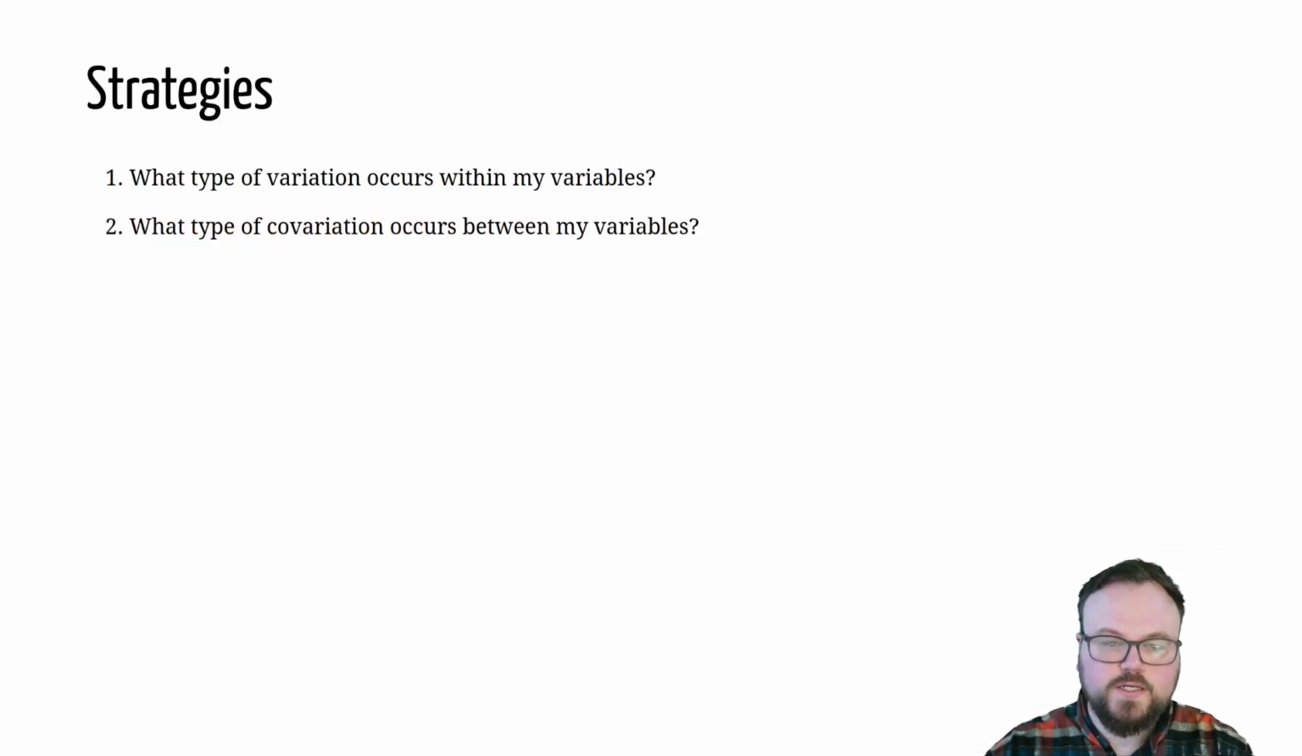So what other strategies can we use to get going with exploratory data analysis? It tells us that we should look at what type of variation occurs within our variables. And then it tells us to ask what type of covariation occurs between variables. So in essence, we want to see the patterns in each of the variables, and then we want to see if some of the variables interact with each other.